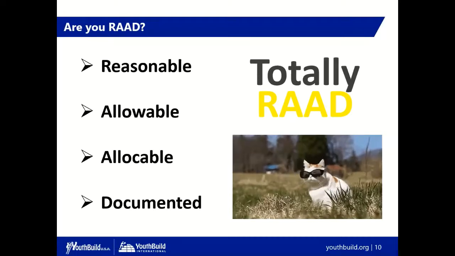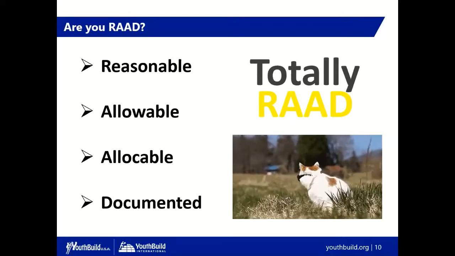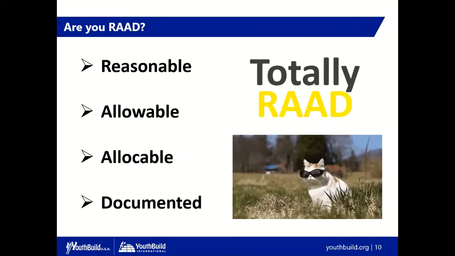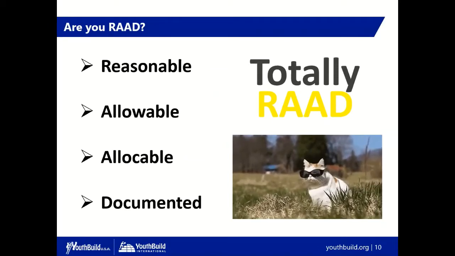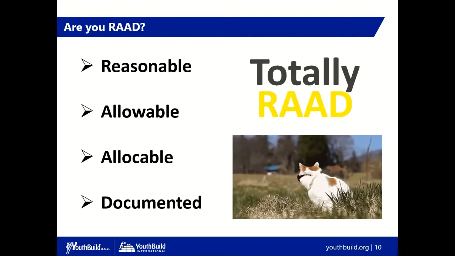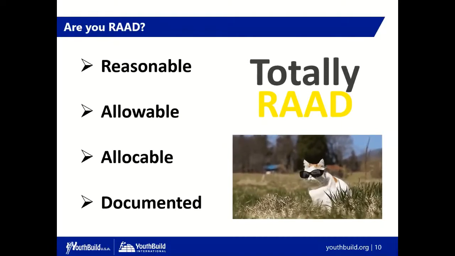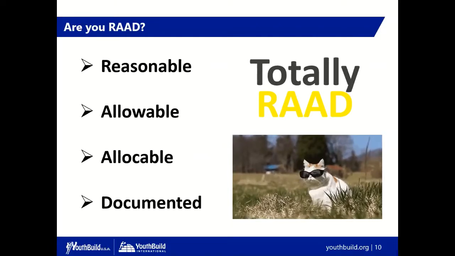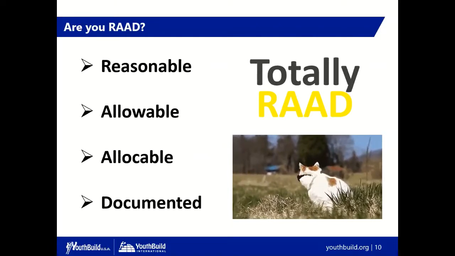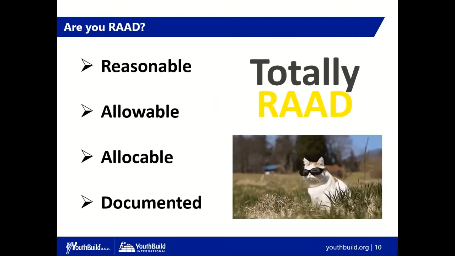Okay, so for any cost to be billed to your AmeriCorps grant, it has to meet these 4 broad requirements. The expense has to be reasonable, allowable, allocable, and documented. As part of our budget review process at the beginning of every grant year, we look at all the costs listed on your budget and ensure that they are RAD.